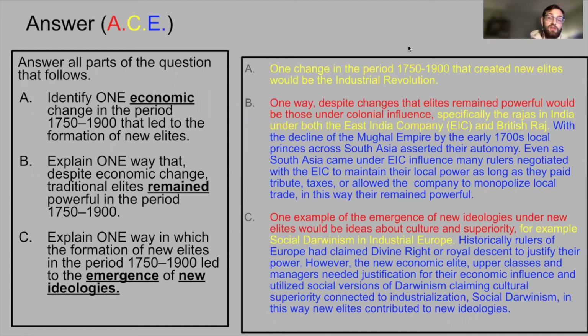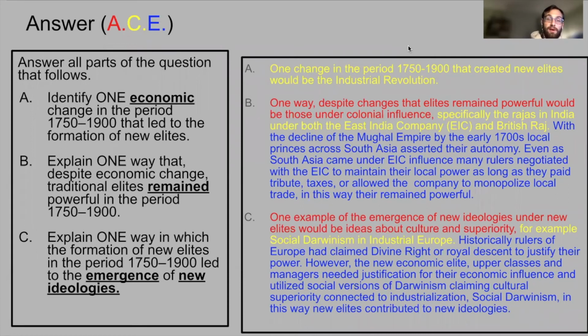I use the ACE method, and you can see the color coding in the left-hand corner. So for the identify question, one change that led to the creation of new elites would be the Industrial Revolution. Since that is an identify question, that's all I got to say. We're done with that. In terms of an elite that weathered any sort of economic change, I decided to talk about Indian princes under both the East India Company and the British Raj.